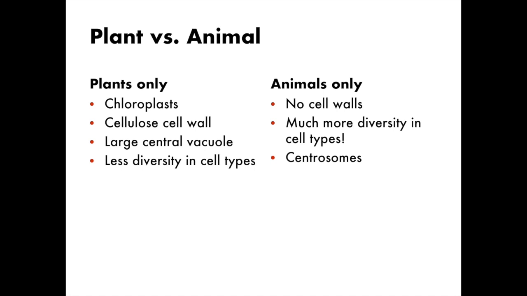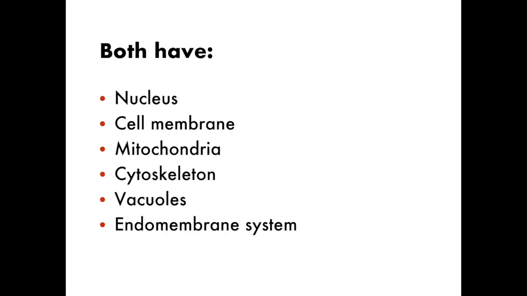Okay, so that is about all I need to tell you about how plant and animal cells are different. Fundamentally, they have got a lot of things in common in terms of their organelles, except for those few things that I have listed here. Okay? Oh, here we go. Both have a nucleus, cell membrane, mitochondria, cytoskeleton, vacuoles, not always just the large central vacuole, but other types of vacuoles, and an endomembrane system. Okay, so there's your both have list as well.